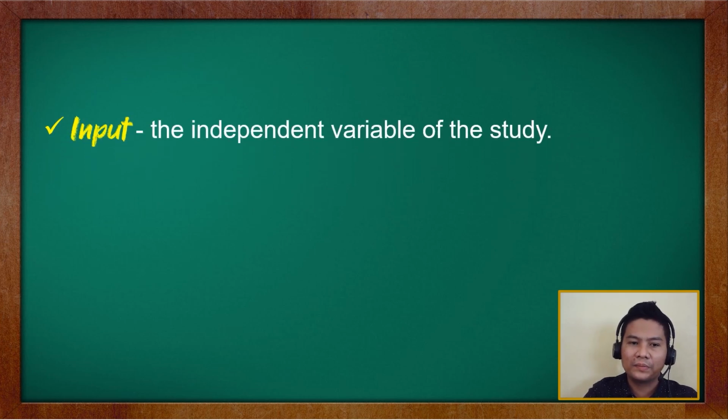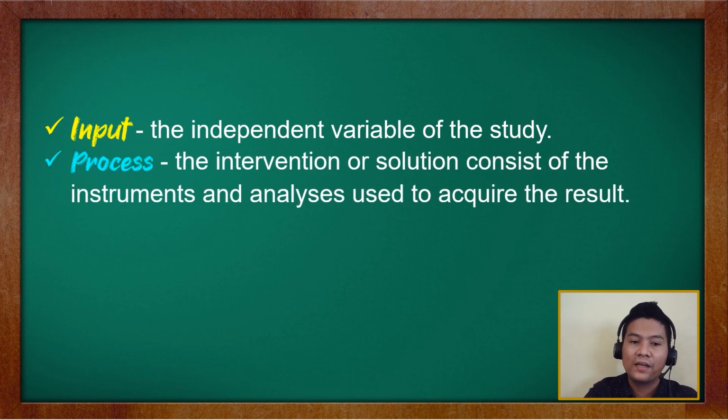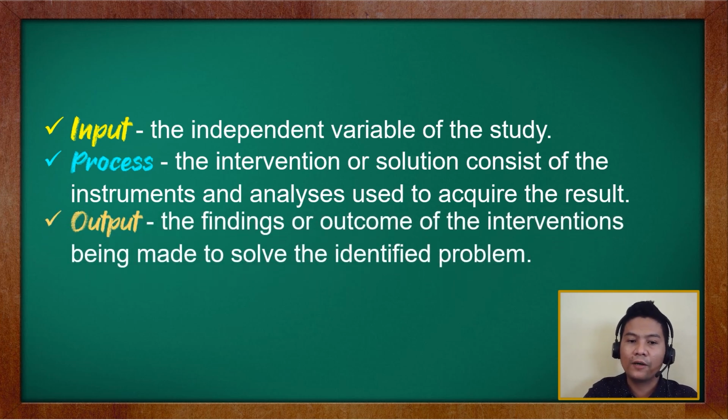What is an input? The input in this research paradigm refers to the independent variable of the study. The process refers to the intervention or solution, which consists of the instruments and analysis used to acquire the result. The output is the findings or outcome of the interventions being made to solve the identified problem.